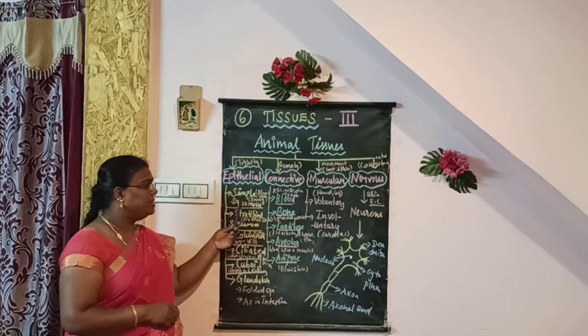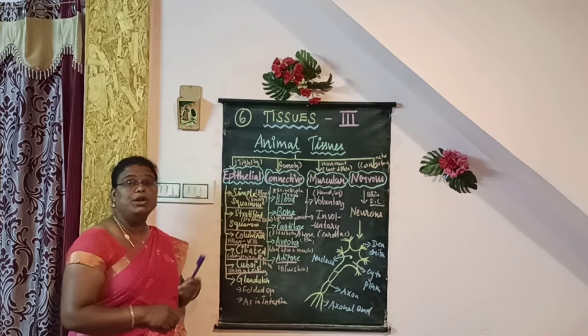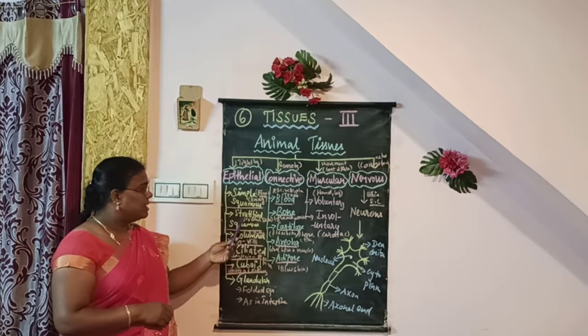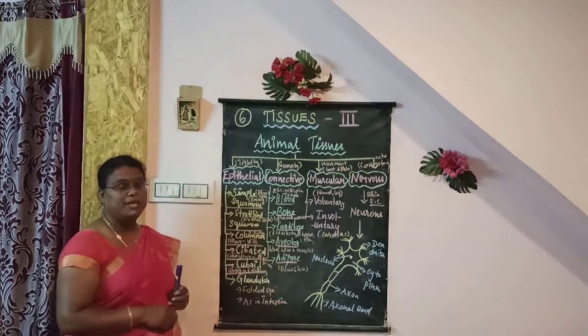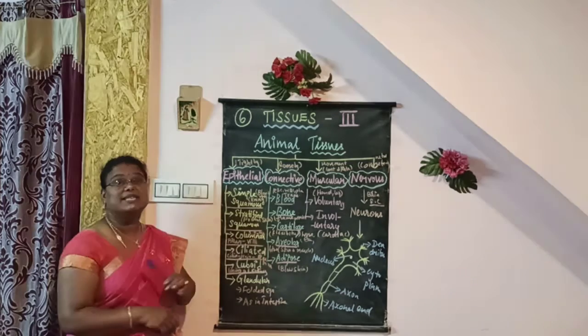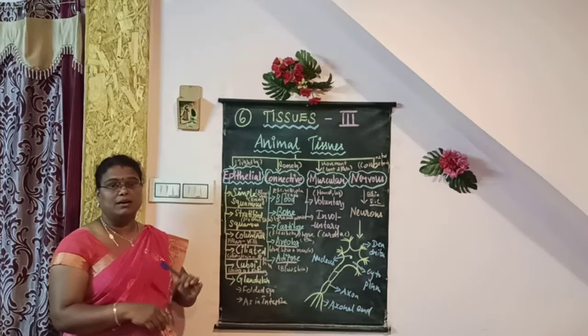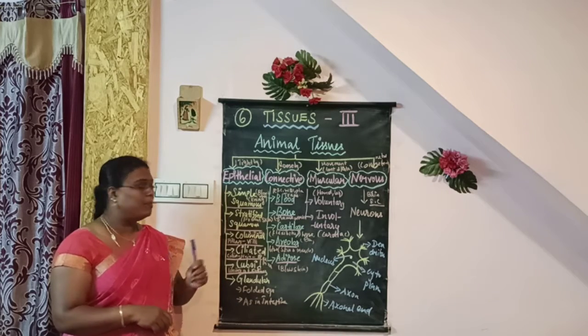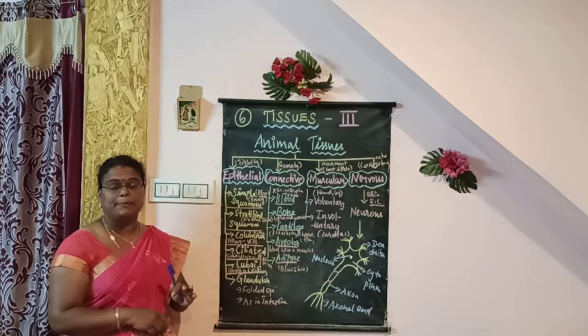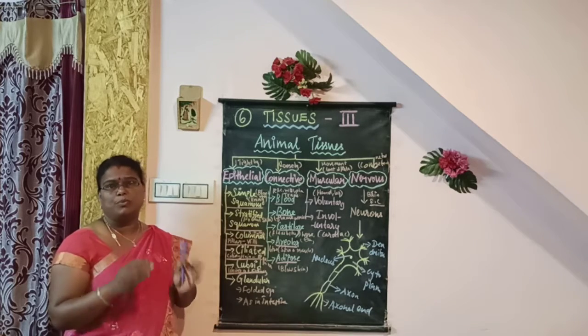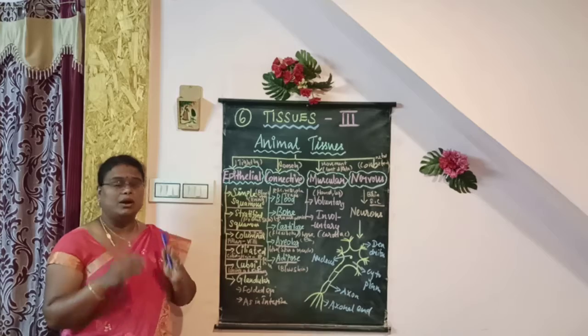This type of epithelium is present in the lining of blood vessels. Stratified squamous epithelium, this is present in the skin. So most of the skin of animals is made up of this stratified squamous epithelium, which is tightly packed to provide the function of protection.